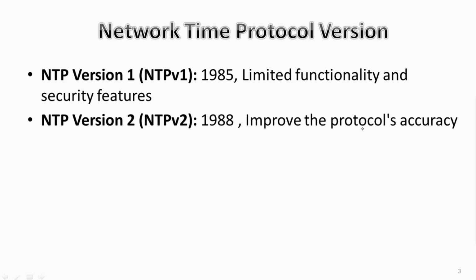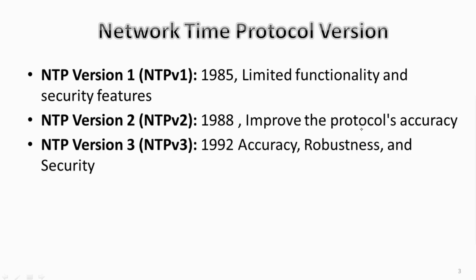Then NTP version 3 was introduced in 1992 and documented in RFC 1305. NTP version 3 introduced significant improvements in terms of accuracy, robustness, and security. It incorporated cryptographic authentication to verify the time source and enhance reliability.